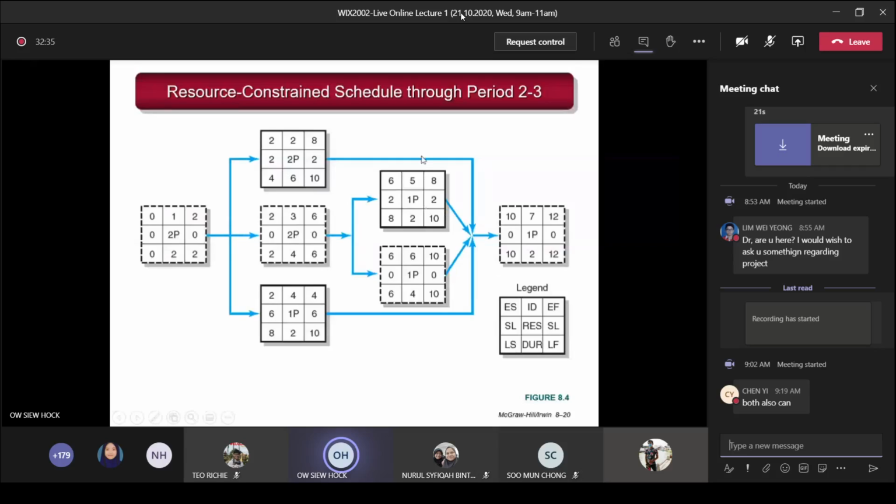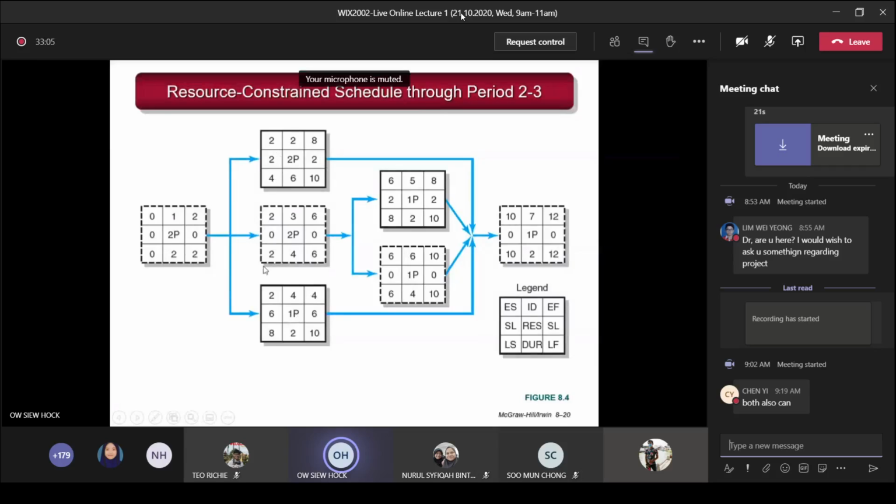Now we look at one example to help you understand. This is an example of a resource constraint problem and how to solve it. You can see this center box of 2P here. Let's say this is an example where you need programmers in your project. So 2P means you need 2 programmers. You have activities 1, 2, 3, 4, 5, 6, and 7. Activity 1 requires 2 programmers, activity 2 has 2 programmers, 3 is 2 programmers, 4 is 1 programmer.